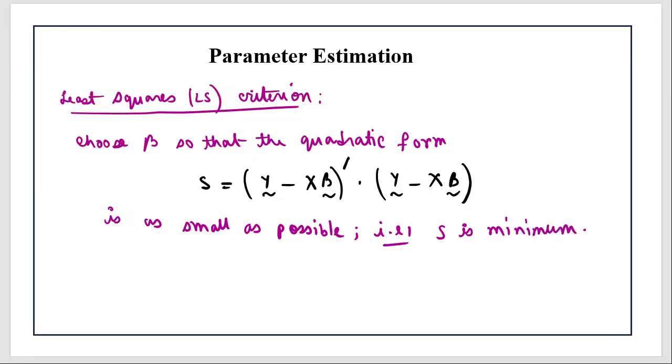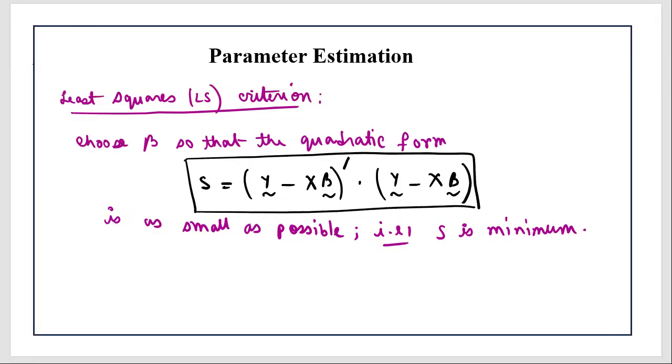So this is the least squares criteria. Understand this thing. What we have done is that we have taken this S as a quadratic form. If you compare this with the original forms that we have discussed, this is basically the residual sum of square. This is simply the residual sum of square.